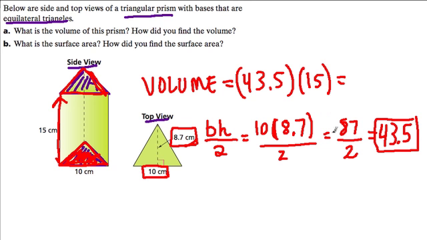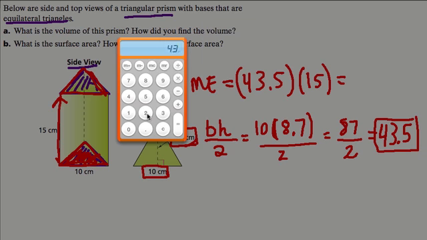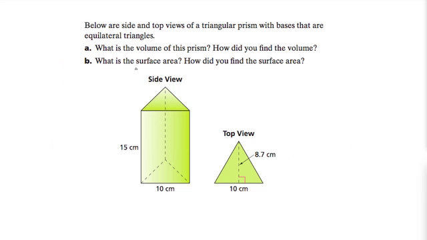So of course we could just split this up, but I'm just going to enter it quickly on a calculator to move forward. 43.5 times 15. So there's our volume, 652.5 cubic centimeters. So there we are. Now let's talk about surface area.